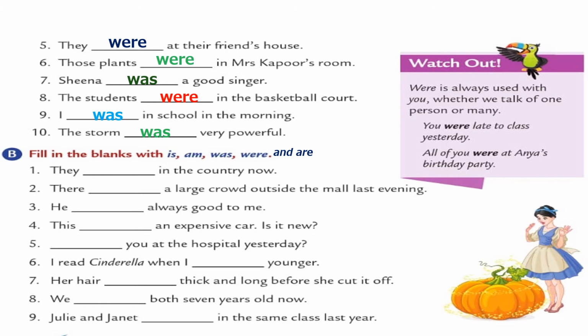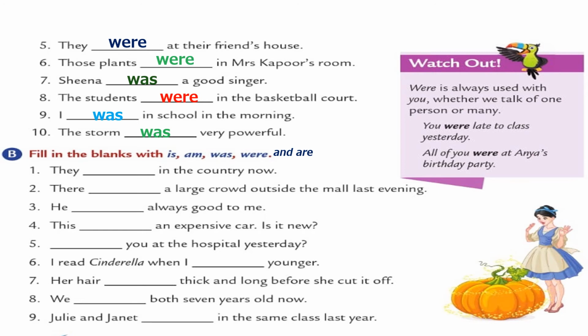Now children, look at this box on the right hand side. Watch out. Were is always used with you, whether we talk of one person or many. So like in the present tense, you always use are with you. For example, you are a good girl. You are my best friend. So in the same way, in the past tense, you will use were with you. You were late to the class yesterday. All of you were at Anya's birthday party. Whether you is singular or you are using it for many people, you will always use were.